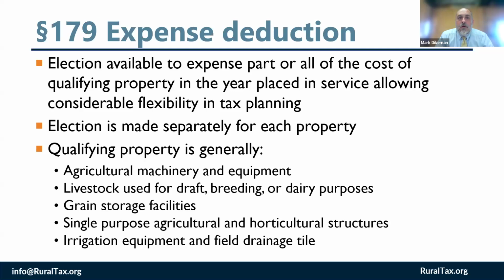So I get considerable flexibility there. The 179 expense deduction applies to most ag properties that we deal with, with some exceptions. Machinery and equipment, livestock that is draft, breeding, or dairy, grain storage facilities, single-purpose ag structures and single-purpose horticultural structures, and irrigation equipment or drainage tile are all eligible property when it comes to the 179 expense deduction. One notable thing that is not in this list is a farm shop or a general purpose farm building. We cannot use 179 expense deduction on general purpose ag buildings.